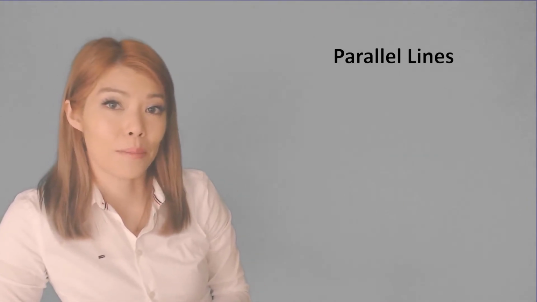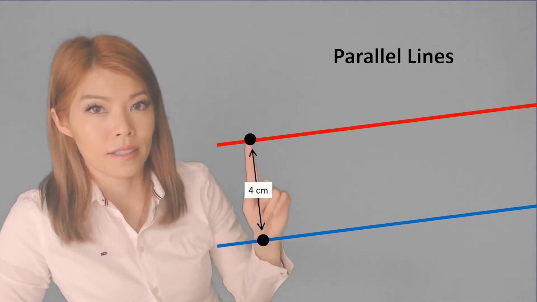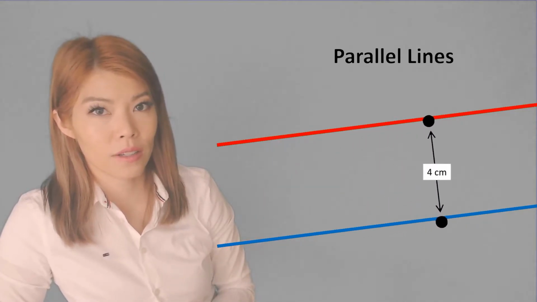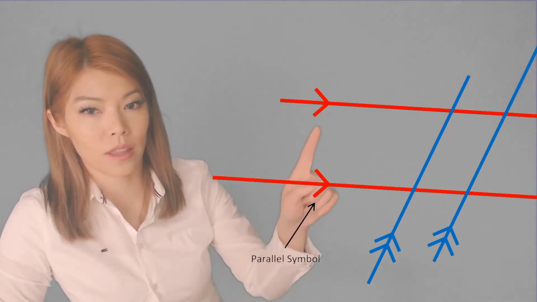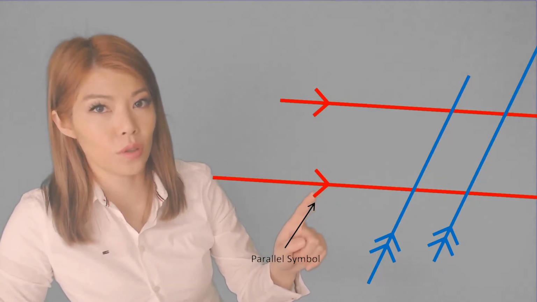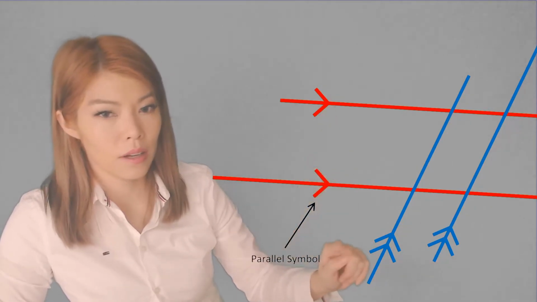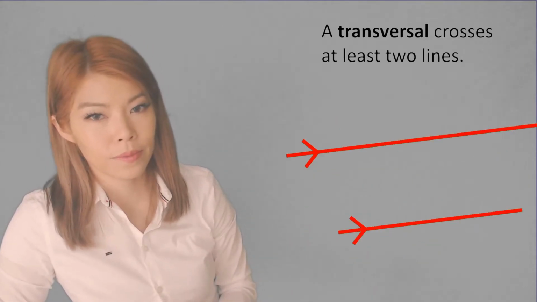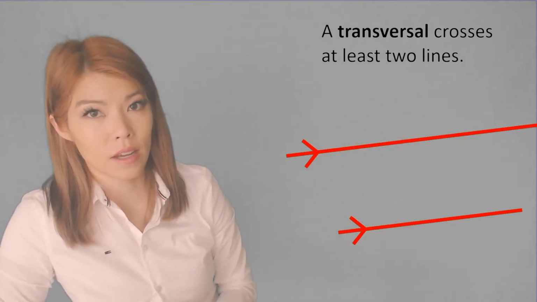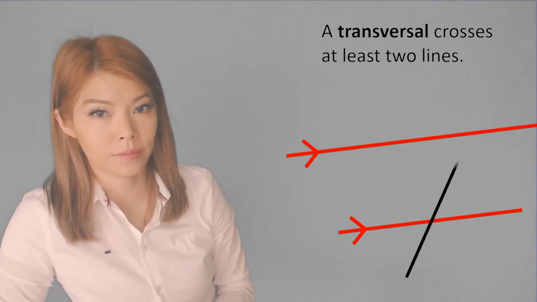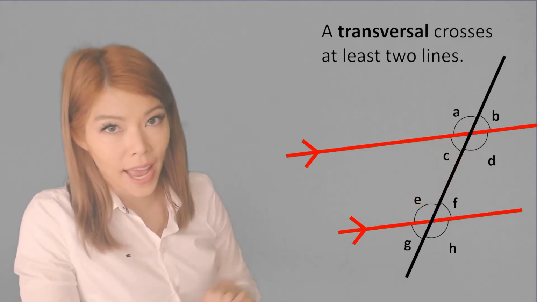Next, we're going to look at parallel lines. These are the lines that have the same distance all the way across, so they never ever touch. We represent these parallel lines with these arrows, and if there's more than one set, then we put double arrows. So the red lines are parallel and the blue lines are parallel. Now, if a line crosses these parallel lines, it's called a transversal line. And when we do so, we create very interesting angles.